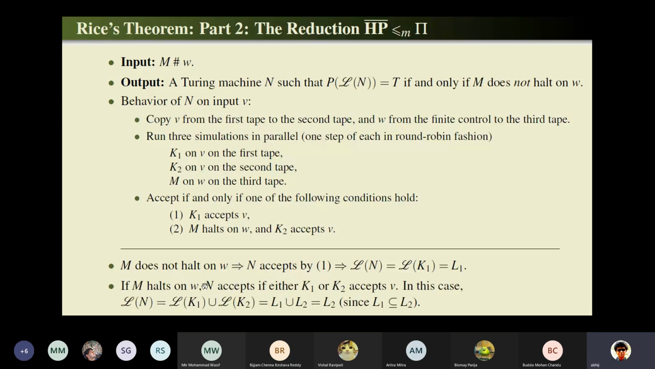So if M halts on W, N accepts if either K1 accepts on V or K2 accepts on V. So the language of N will be the union of the language of K1 and the language of K2. This is L1, this is L2, but L1 is contained in L2, therefore the union is L2. And we know the property is false for L2. So this is an appropriate reduction.